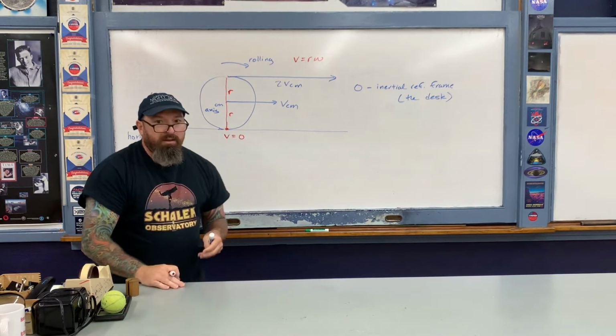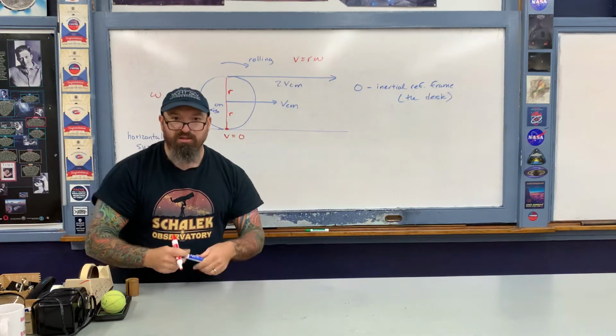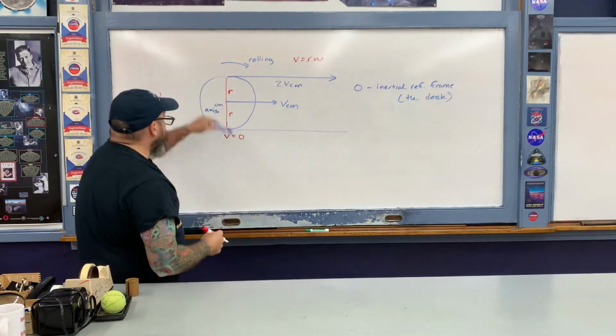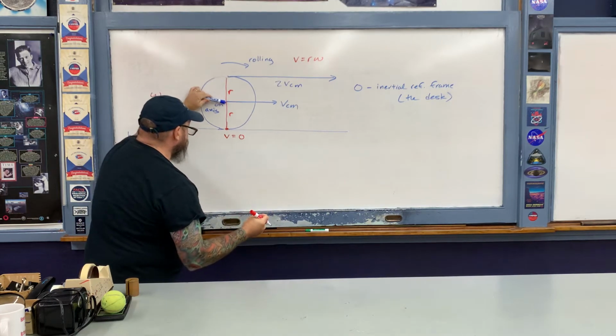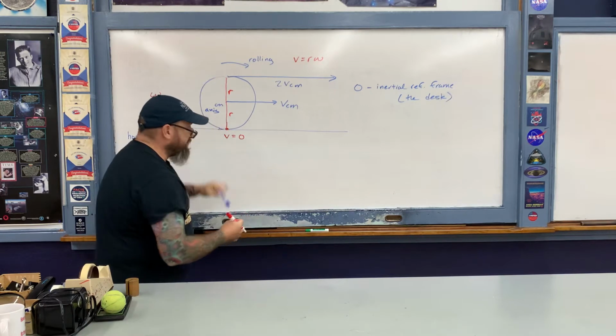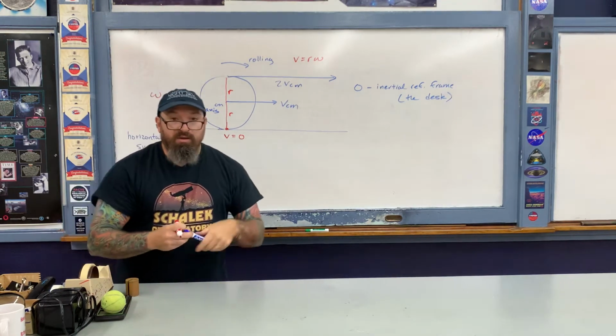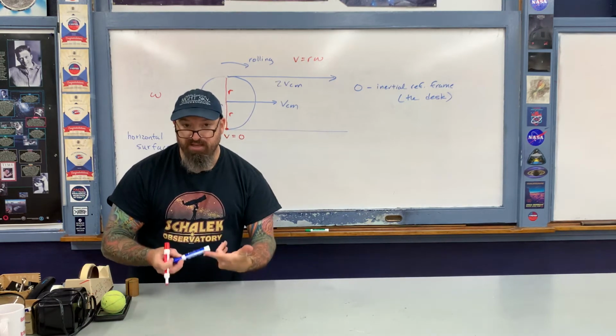Like so. Okay, this is the first step, if you will, in understanding the kinematics of a rolling object: understanding that the top of the ball is moving at a speed at this instant that is double the speed of the center of mass, and the speed of this point right here relative to the desk is equal to 0 at this instant.